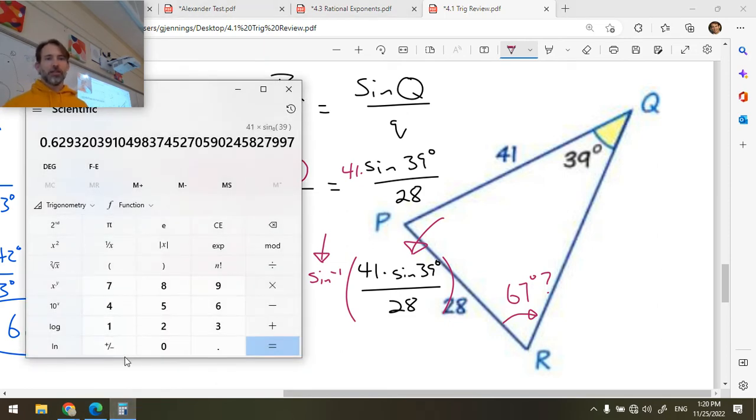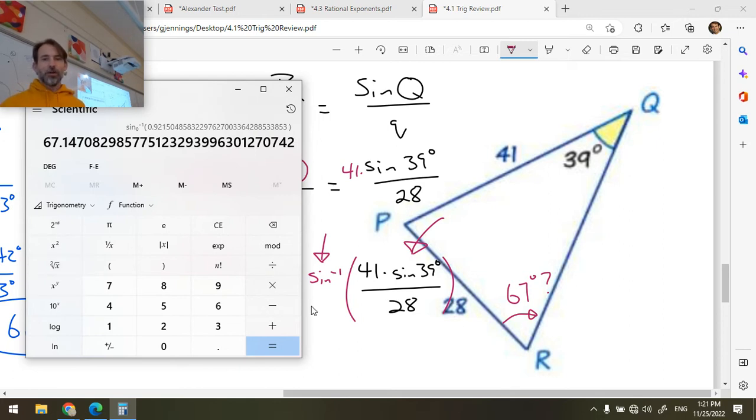Okay, so there, this is 41 times sine 39. We divide this by 28 equals 0.92, and then we take the inverse sine of that, 67 degrees. Darn. I mean, that one's not quite a 90 degree. I was so close.